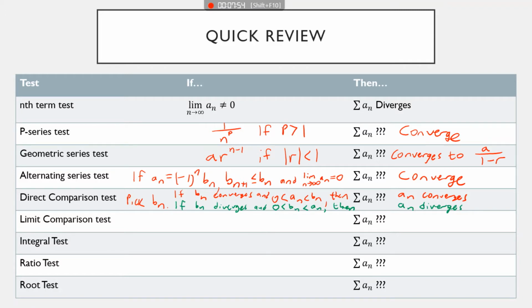Okay, all of those were what worked for if it was positive. However, the same idea will still work if it's negative. So if b to the n ends up converging and b to the n is more negative than a to the n, then a to the n will also converge. If b to the n diverges and b to the n is less negative than a to the n, then a to the n will have to diverge.